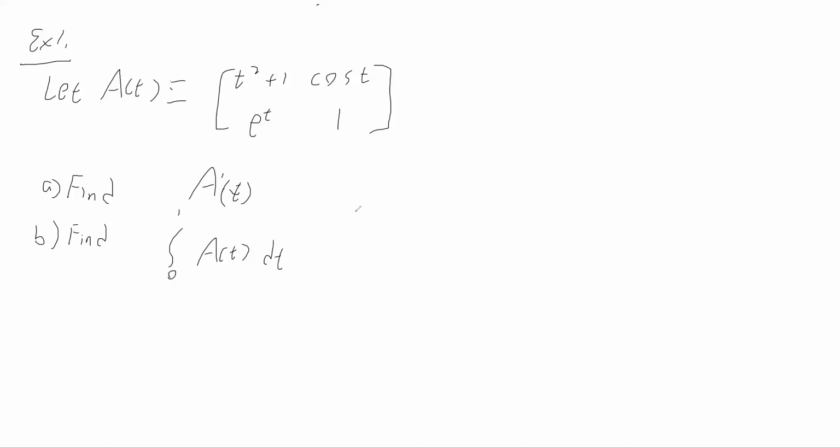Okay, so our first example, we have A of t, a 2 by 2 matrix, and you can see that each entry is some function of t. For part A, we want to find the derivative. To find the derivative of the matrix, all you need to do is take the derivative of each entry. So the first one is 2t, the second one is negative sine t, e to the t, and 0. And that's it, we're done.